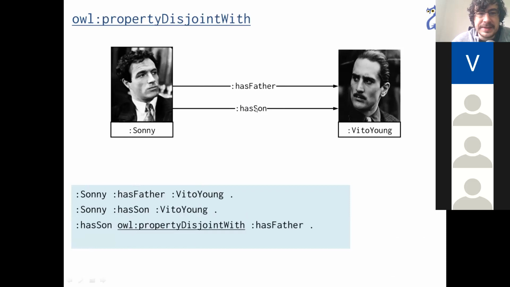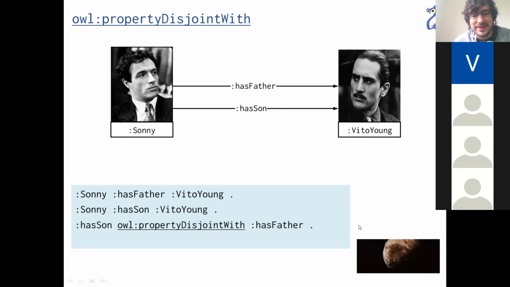Nearly there for property axioms. We can also define two properties to be disjoint with each other. What this means is that we can't have the same pair of nodes related with the two properties. So if we have Sonny has father Vito Young and Sonny has son Vito Young, and then we say has son property disjoint with has father, the world will implode. There's an inconsistency here. We're saying that we can't have this sort of pattern with has son and has father. They can't relate the same pairs of nodes.